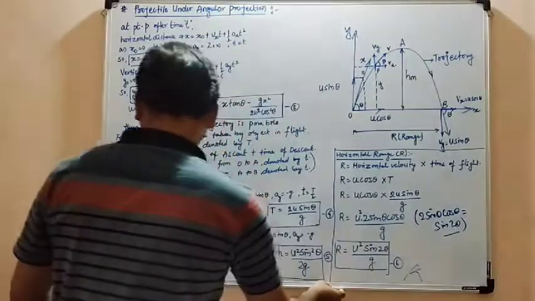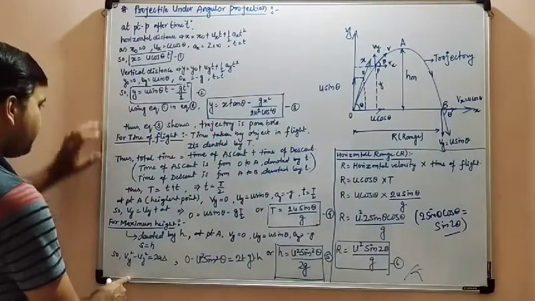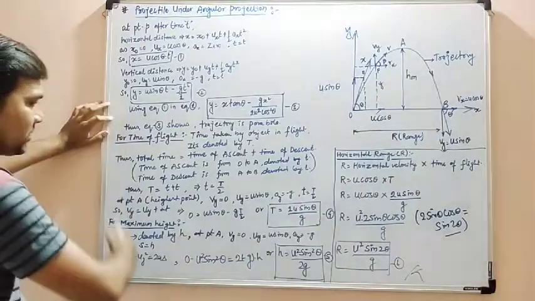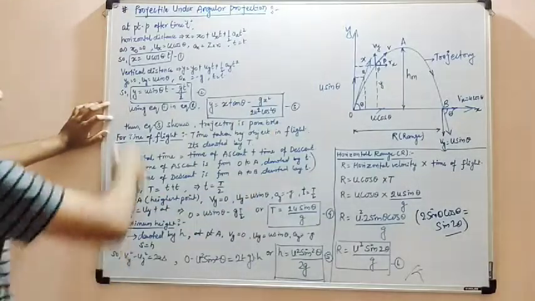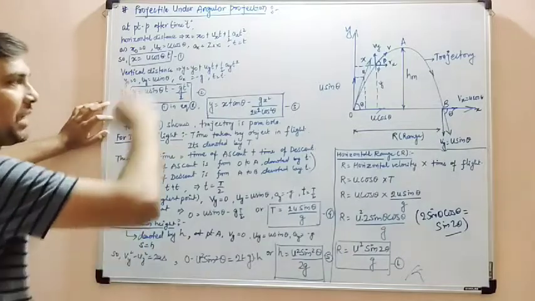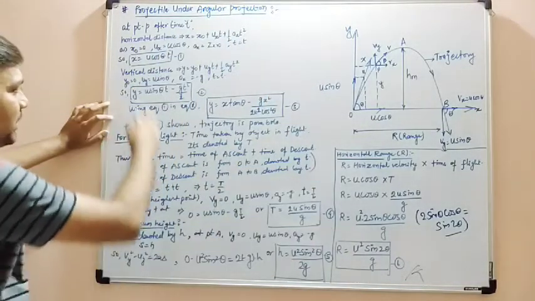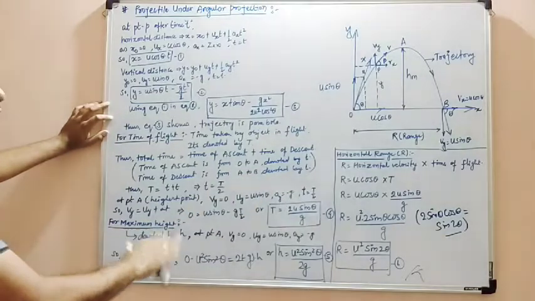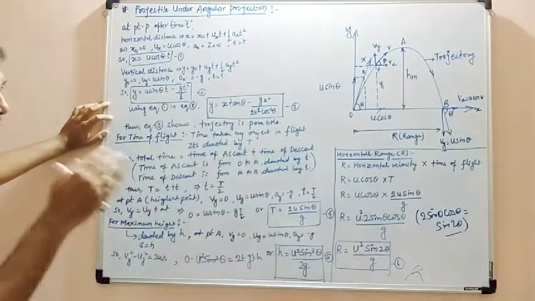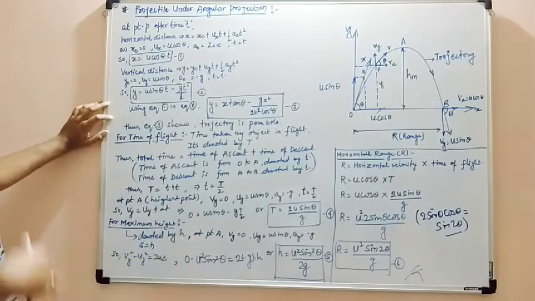So whenever a projectile topic comes, you have to identify all these parameters at a time: the position x and y, the time of flight, the maximum height, and the range. Only this much is required to express the condition of a projectile under angular projection.